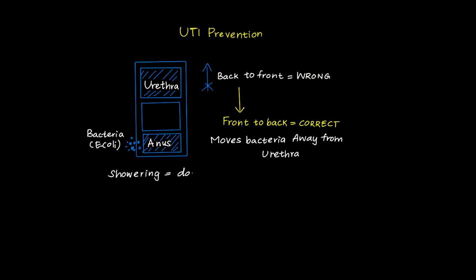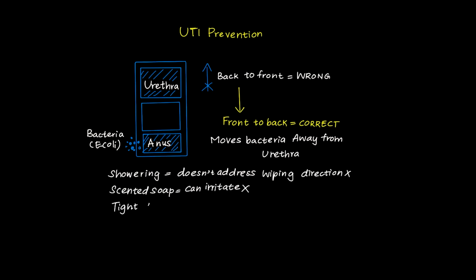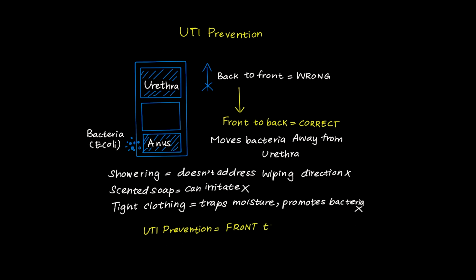Scented soaps can actually irritate the area and don't prevent bacteria from spreading. Tight clothing traps moisture and warmth, which promotes bacterial growth, the opposite of prevention. Here's a WGU C458 OA exam tip for you. UTI prevention. In females = front to back wiping. Quick recall hook. Front to back = bacteria stays back.